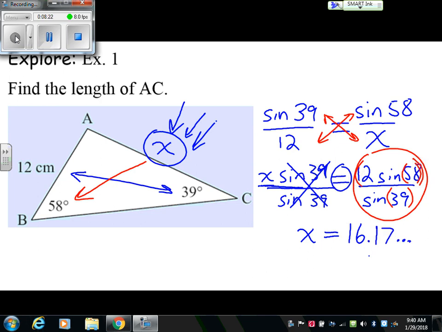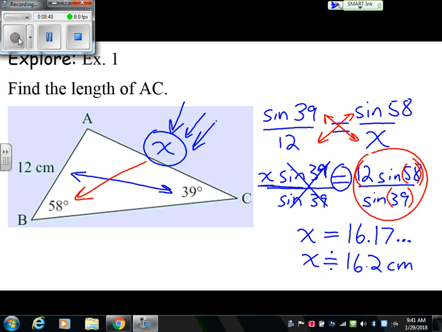And now I want to make sure I round that to three significant figures, and so I'm going to end up with approximately 16.2. And my units on this would be centimeters since we're finding a length of a side.